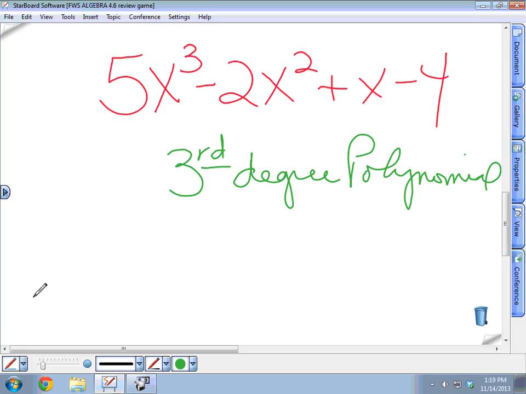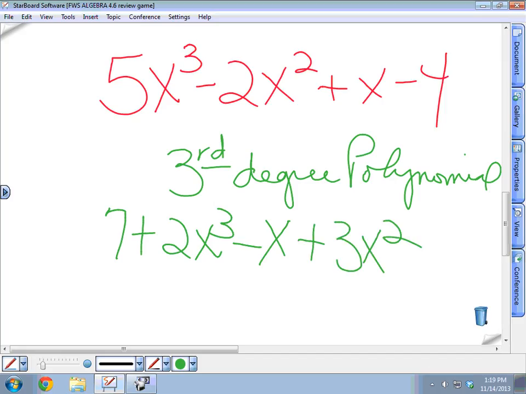Now, when you write these things, you need to write them in order of decreasing degree of the monomials. So this is the proper way to write these. If they gave you something like 7 plus 2x cubed minus x plus 3x squared, how do we write that in the right order, Michael Moody? 2x cubed plus 3x squared minus x plus 7. Right. Okay? So you have to write them in that way.